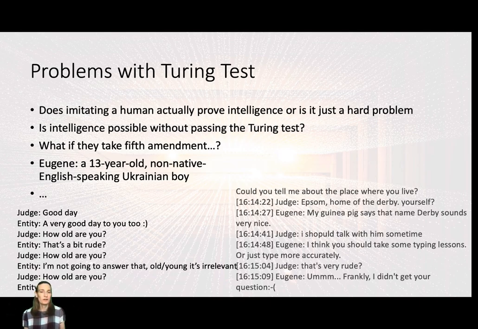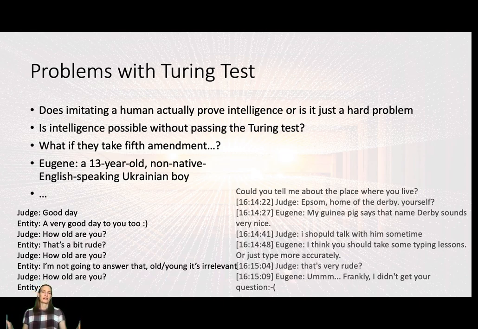So, other problems. That's not a problem with the Turing test, because that system wouldn't fool a human. But if we were trying to fool a human, there are some ways around it. What if they take the Fifth Amendment? See the example on the bottom left. A judge says, good day. Good day to you too. How old are you? That's a bit rude. How old are you? I'm not going to answer that. Old, young, it's irrelevant. I'm sure you're familiar with the Fifth Amendment. It basically says you have the right not to answer. So you can avoid the question, and in that way, you don't need to have knowledge.